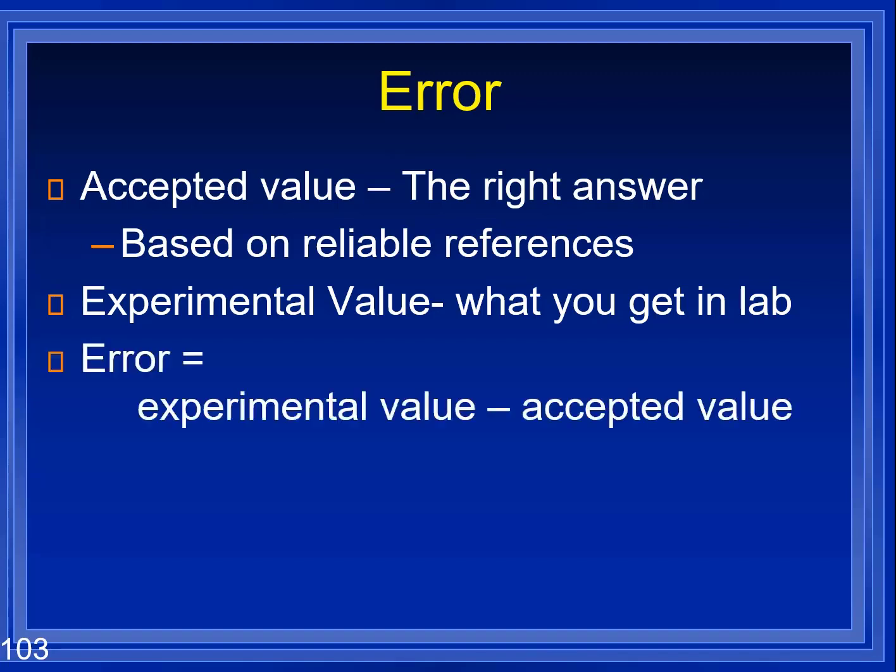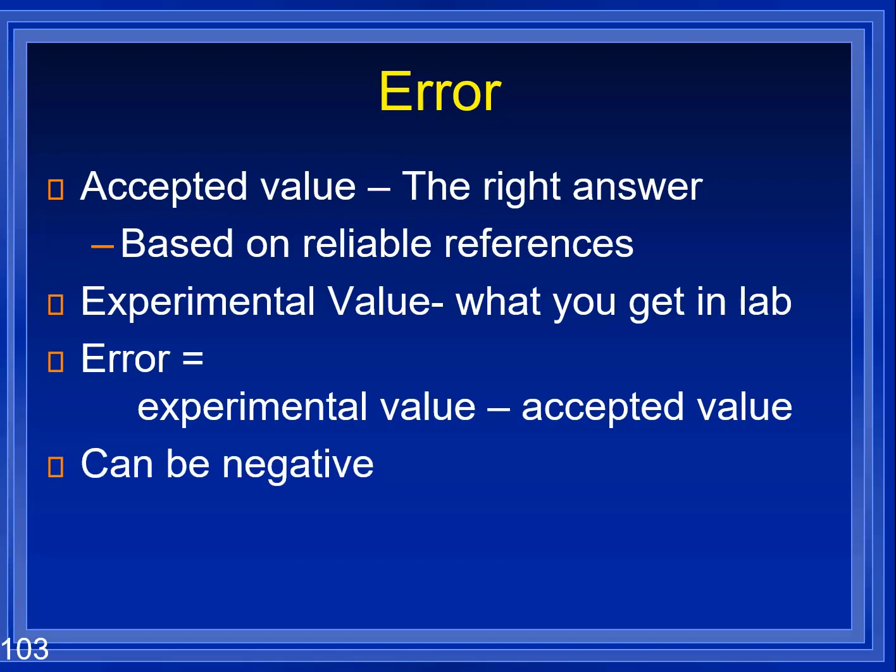Subtract. Experimental value minus accepted value. That's how wrong you were. But notice it doesn't just say the difference, it puts it in an order. Okay? This can be a negative number.